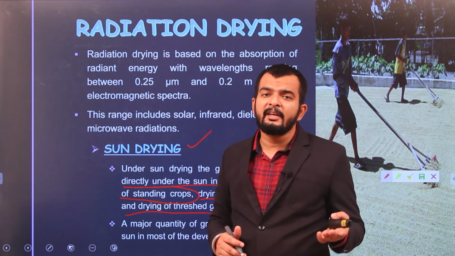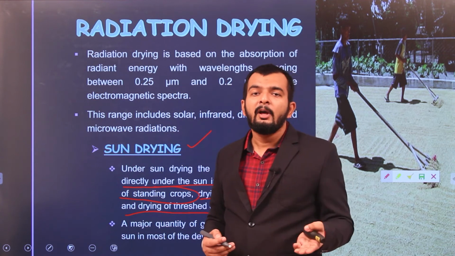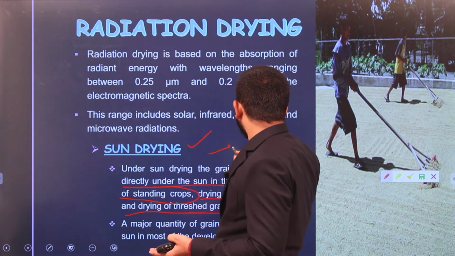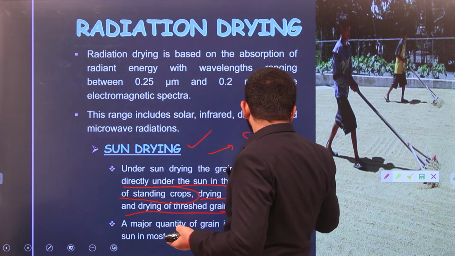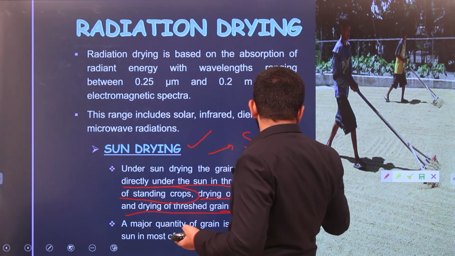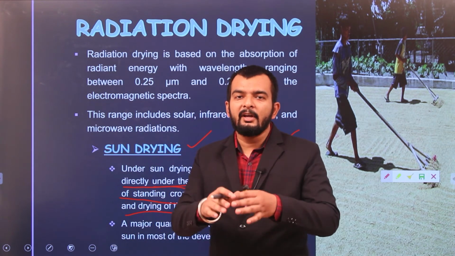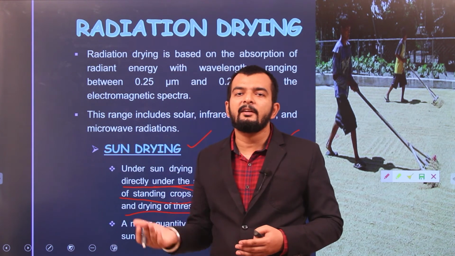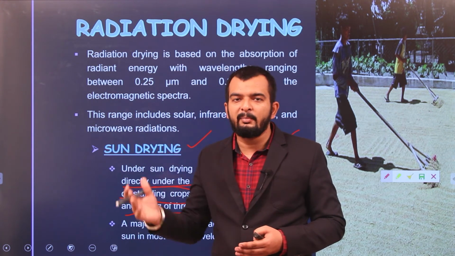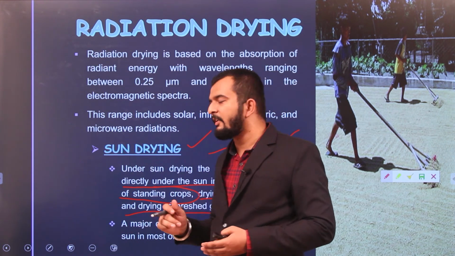Further, sun drying can be modified, or we can utilize the radiation from the sun in a modified manner by using a solar dryer. In a solar dryer, you can concentrate the energy of the sun and focus it onto a particular chamber or a confined area, so that the rate of drying will increase and the temperature of the food grains will increase compared to open air sun drying.